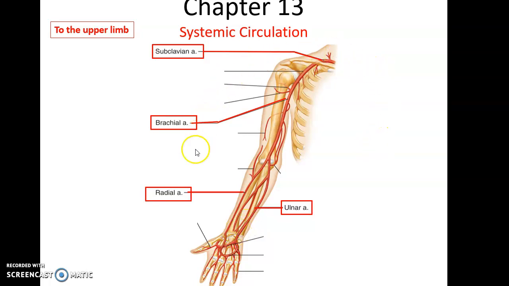So again, the direction of blood flow is toward the fingers, is distal, and the subclavian artery becomes the brachial artery. Not like, say, driving down the street and having the street you're on change its name. The subclavian artery becomes the brachial artery, and then the brachial artery splits into the radial artery and the ulnar artery.